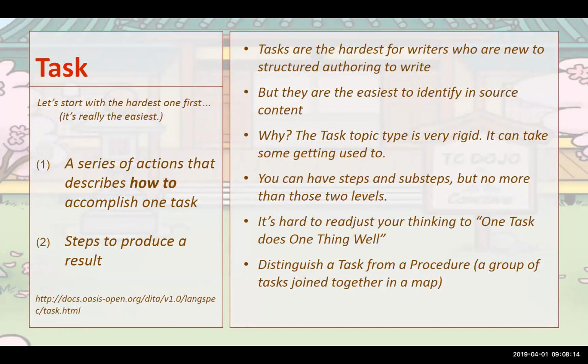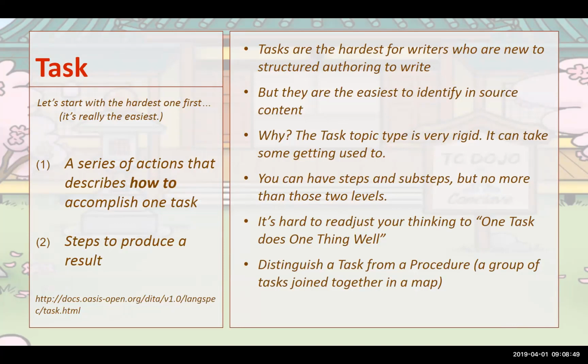Task is the easiest to identify and find because it's steps to reproduce a procedure, right? It's a series of actions, how to accomplish one task. They are steps that reproduce a result. It's not multiple sets of steps to do a bigger process. It is just a simple task. Okay, so we're going to distinguish here the notion of task versus procedure, a procedure being a set of tasks together that accomplish a bigger goal, right? And we're going to talk about the task.